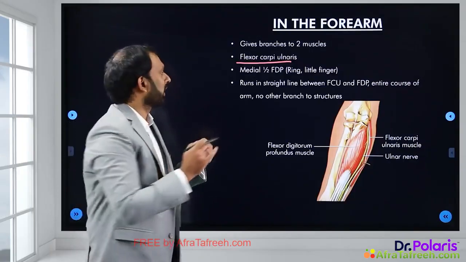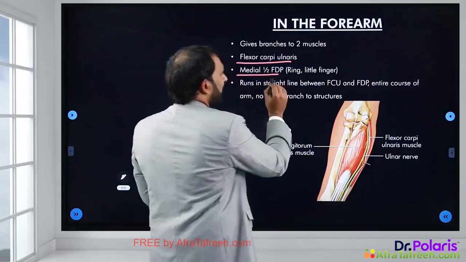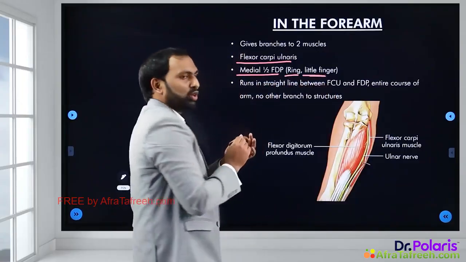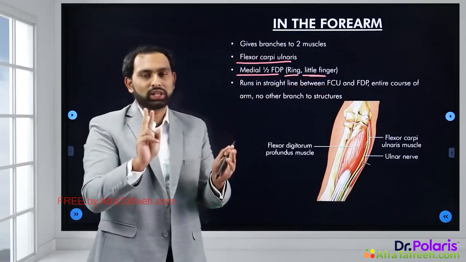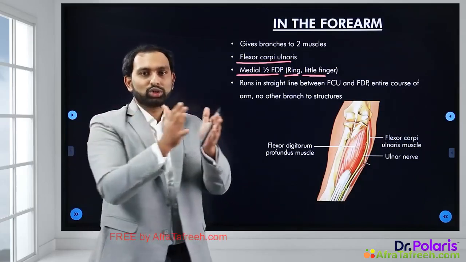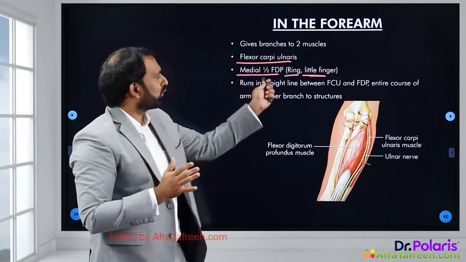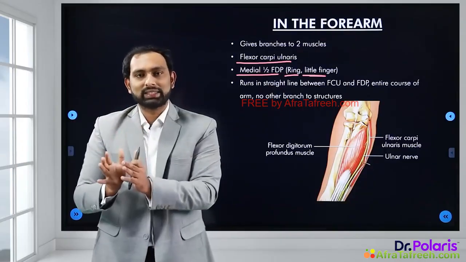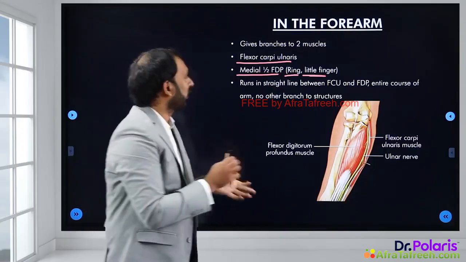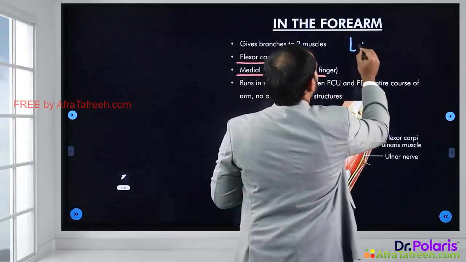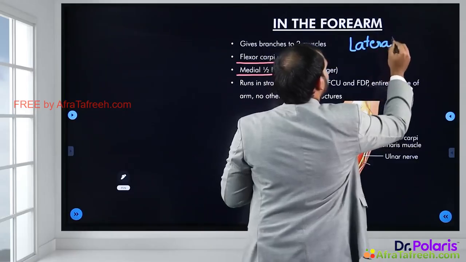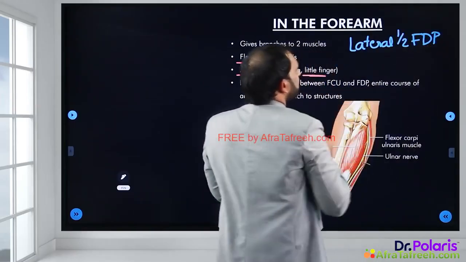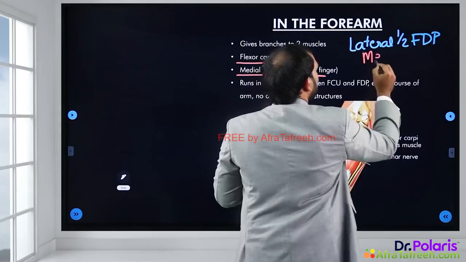The second motor supply it gives is the medial half of the flexor digitorum profundus, that is the ring finger and the little finger. We know that flexor digitorum profundus has two parts. So it has the medial half and it also has the lateral half. So this medial half is supplying the ring and the little finger. The other two fingers, or the three fingers, are mainly supplied by the lateral half of the FDP. So what is supplying the lateral half FDP? That is being supplied by the median nerve.